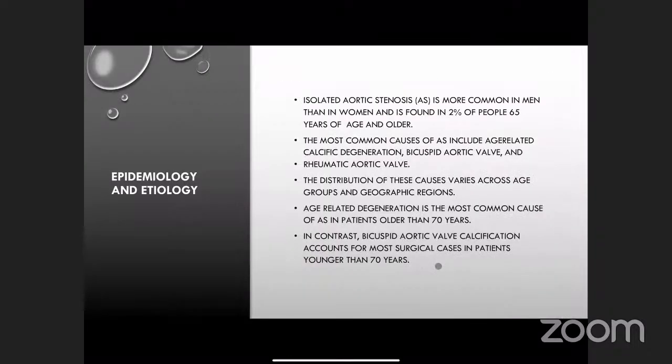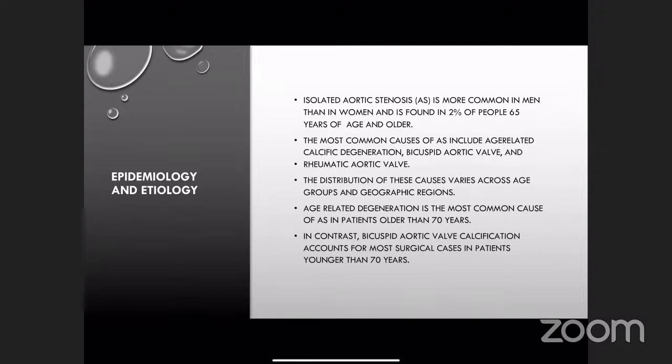So, the epidemiology and etiology: isolated aortic stenosis is more common in men than in women and is found in 2% of people 65 years of age and older. The most common causes of aortic stenosis include age-related calcific degeneration, bicuspid aortic valve, and rheumatic aortic valve. The distribution of these causes varies across age groups and geographic region. Age-related degeneration is the most common cause of aortic stenosis in patients older than 70.